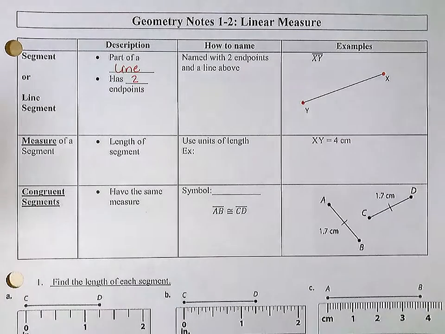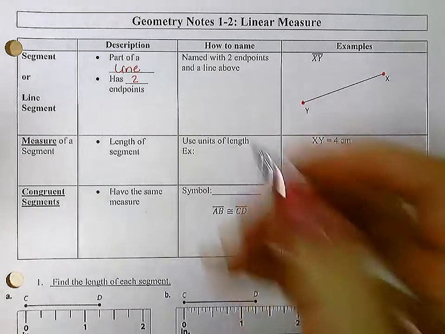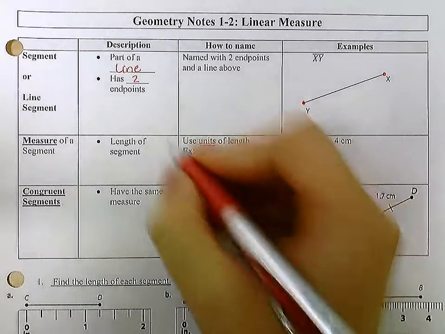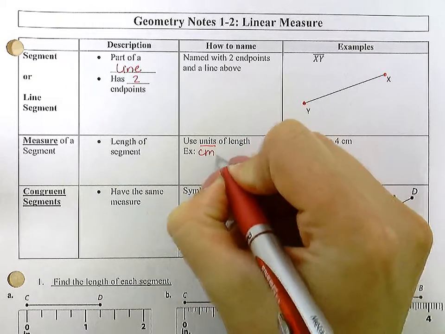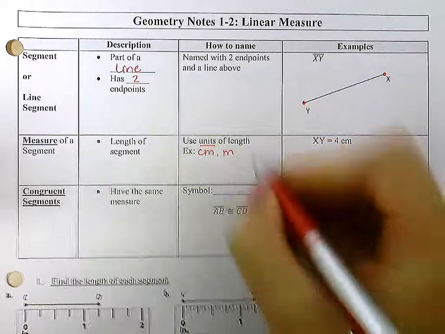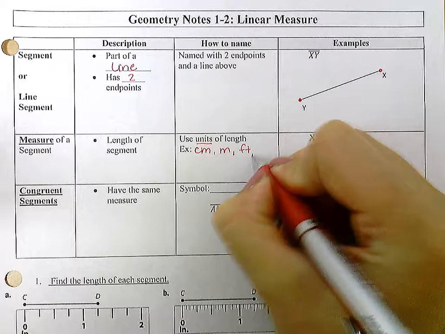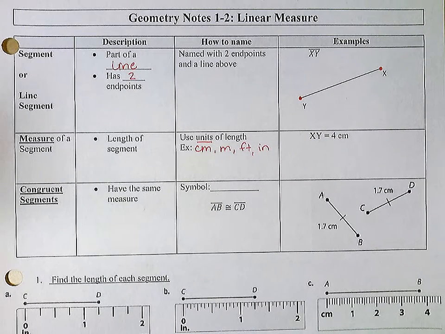Next, we have the measure of a segment. That is just the length of that segment. So to name that, we use units, such as centimeters, meters, feet, inches. We use these different labels here to indicate measure.